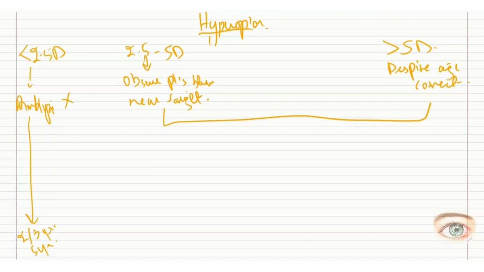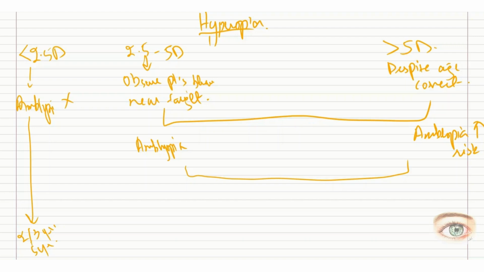Now, in both cases, there may be a risk of amblyopia. In this case, and there is a definitive, high risk of amblyopia if it is greater than 5 diopter. In both cases, we are going to evaluate amblyopia and treat the patient and give the prescription accordingly, and we will advise patching therapy.